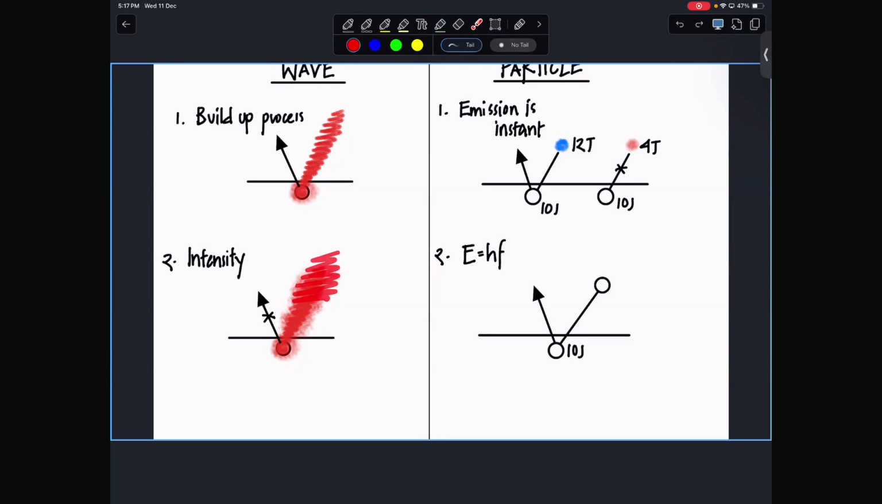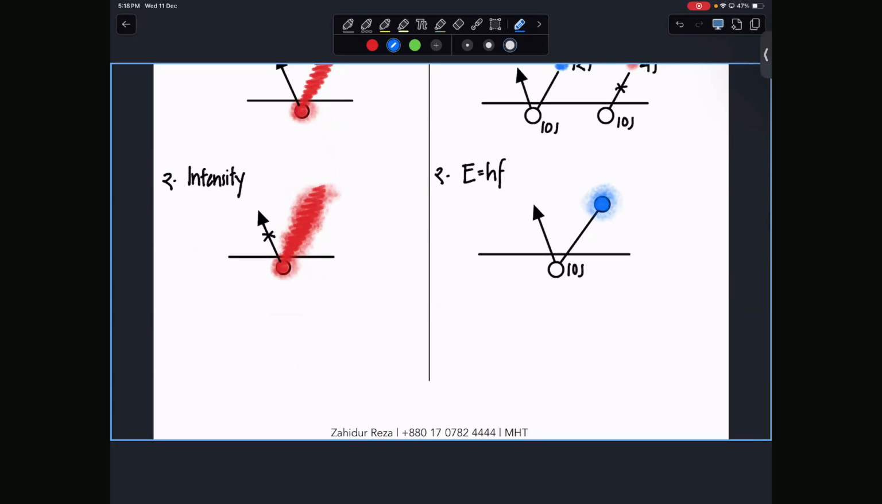Yes, the total energy is increasing, but the energy of the individual photons is not increasing. And here, what happens is that the energy depends only on the frequency of the light. It doesn't matter what intensity you have. Okay. Acha, what's the third property that differentiates between these two?